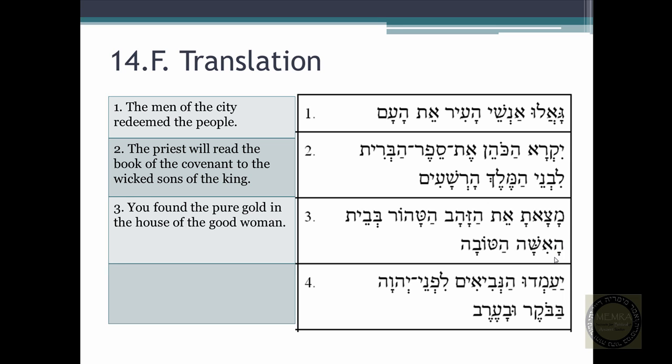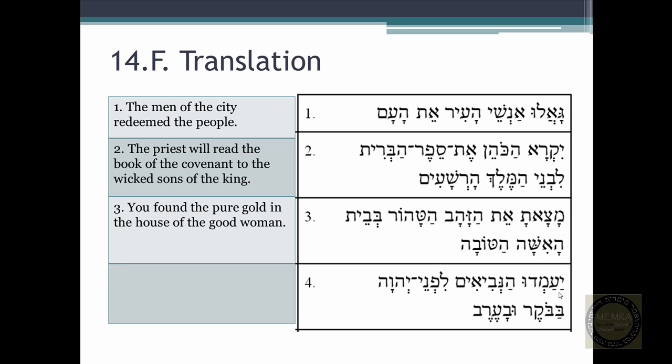It's definite and it's feminine singular. So that's why we have here the house of the good woman and not the good house of the woman. Okay, the house of the good woman, because our adjective needs to go with the proper noun here, or the correct noun. Number 4, Ya'amdu hanevi'im lifnei Adonai baboker uva'erev.